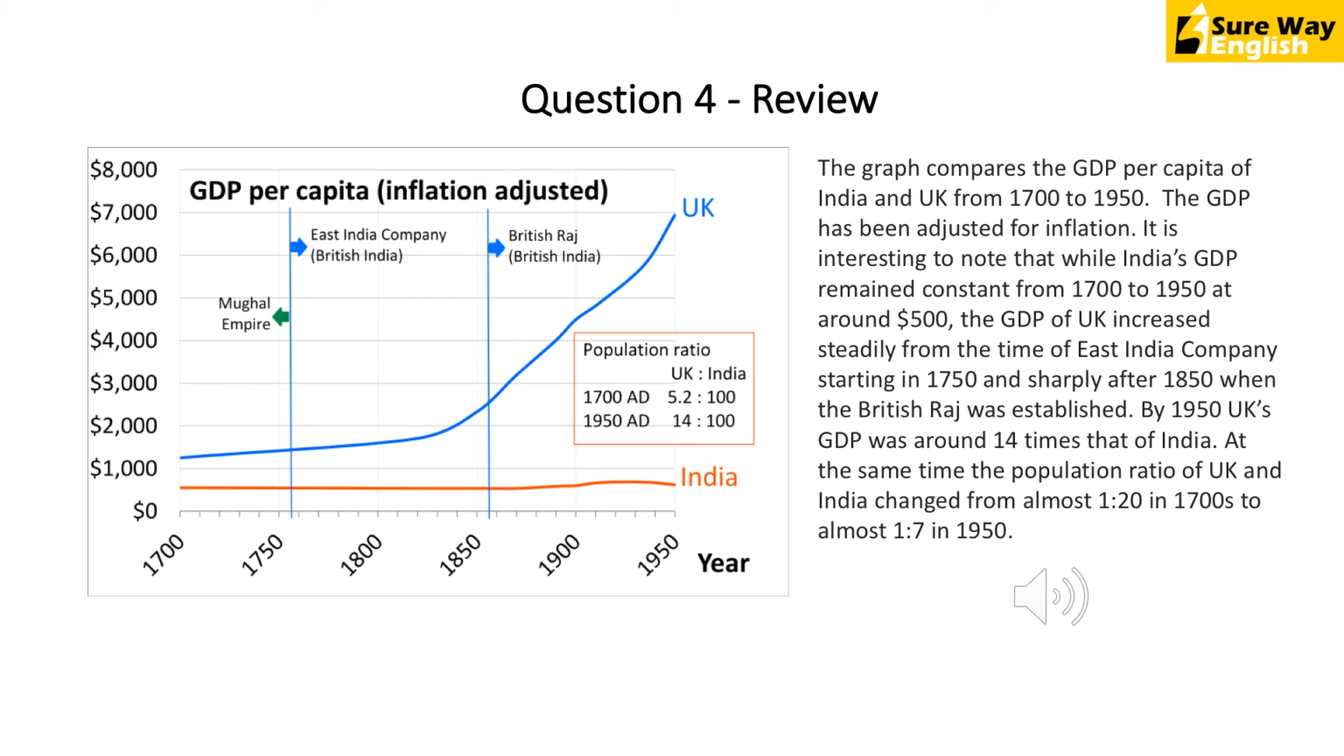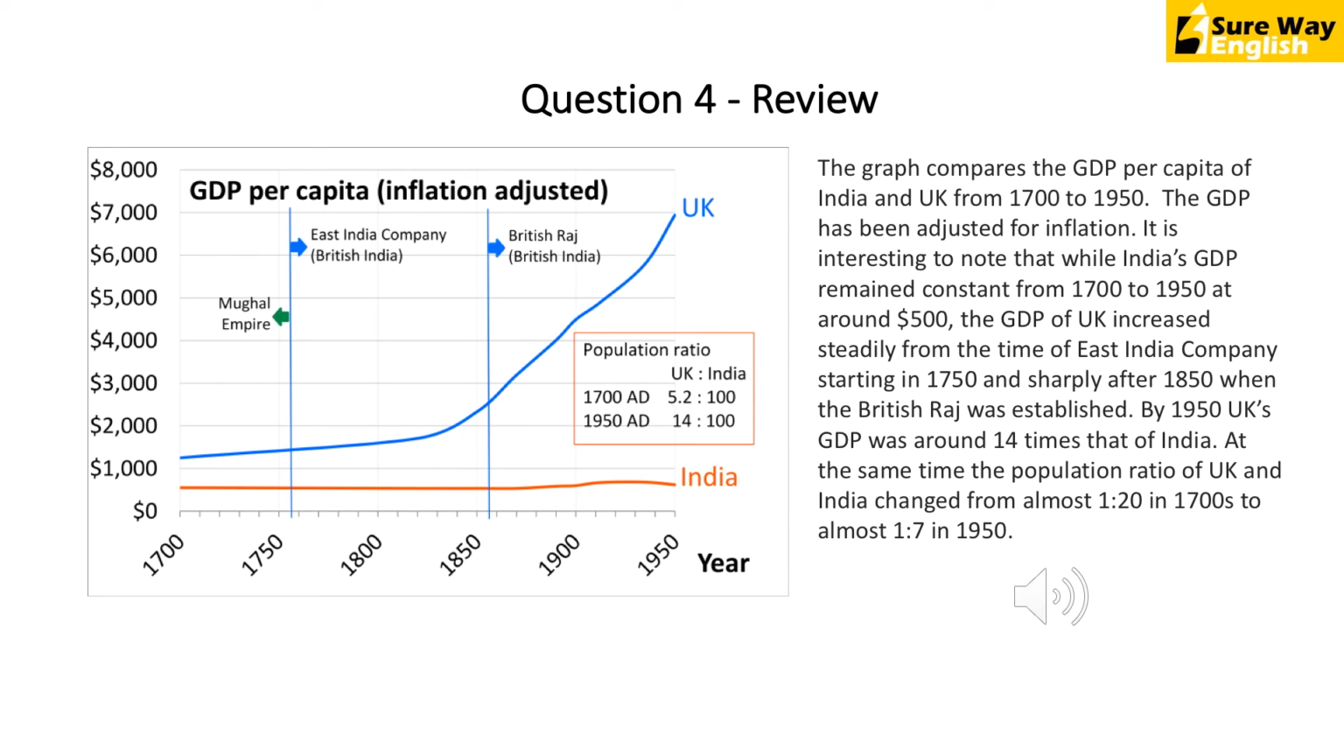So UK became 7,000 and India was still at 500. So that's why 7,000 is 14 times of 500. So that's a better way of putting it in your answer. So instead of just saying that India was 500 and UK was 7,000, you can say India remained constant at 500 while UK became almost 14 times that of India. So the purpose of your speech or your answers is also to show your variety, the different ways you can use the language. So doing all of this helps with that.